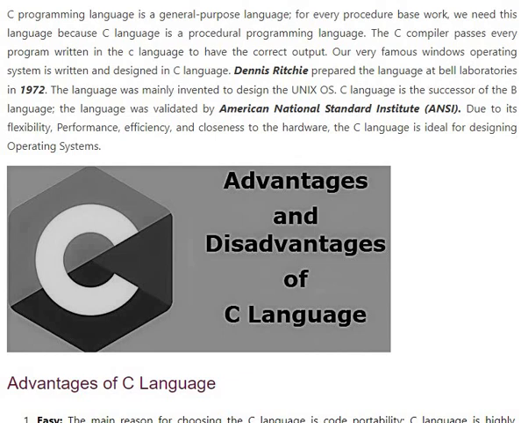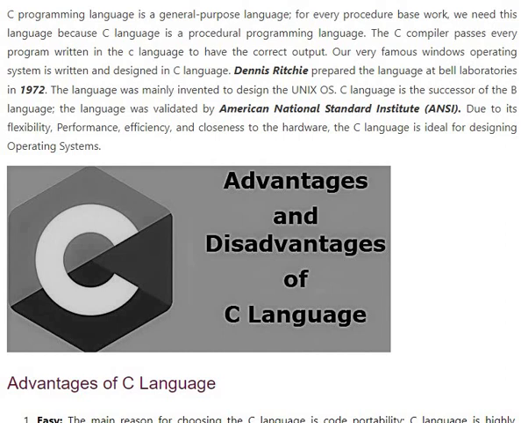Advantages and disadvantages of C language. C programming language is a high-level language. It is often called a middle-level language, as it has features of both high-level and low-level languages. Developed by Dennis Ritchie at Bell Laboratories in the 1970s.